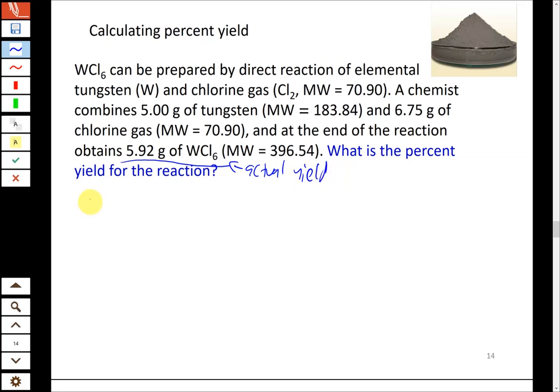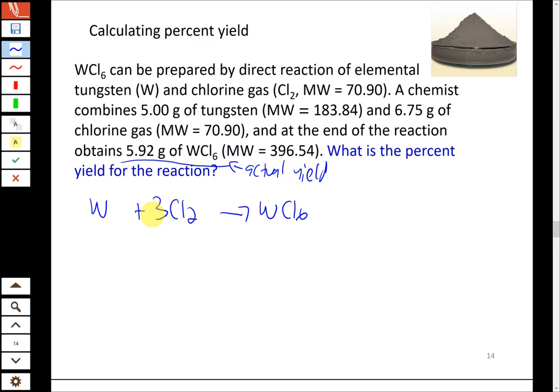All right, so the equation here is pretty simple. It's W plus Cl2 to form WCl6. And we need 6 chlorines on both sides. So that means we need a coefficient of 3 over there. So a pretty simple equation, 1 to 3 mole ratio.